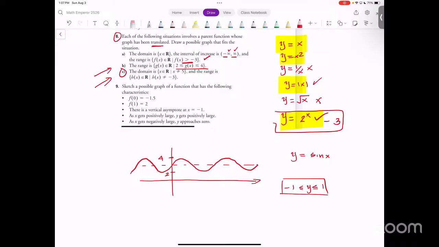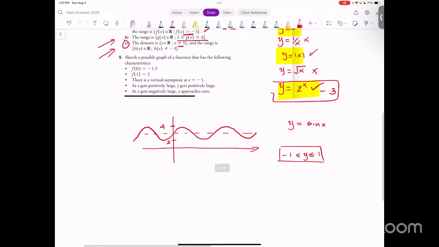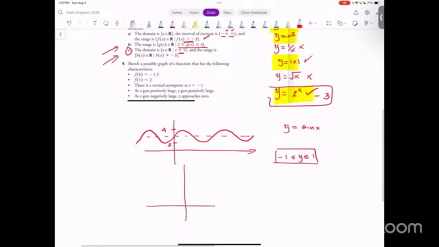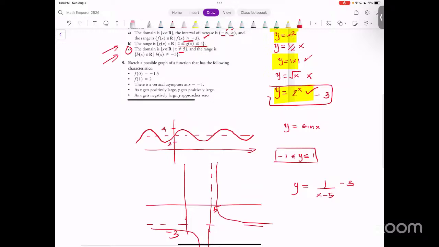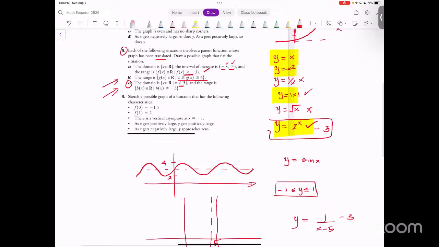Now the range also has a restriction. What does that tell you? So horizontal asymptote. So you have a function that has a vertical asymptote at x equal to 5, and the horizontal asymptote is -3. So a possible graph can go like that, and then it can go like that, isn't it? So an example of the graph, y is equal to 1/(x minus 5), minus 3. Are you guys following that? All right.